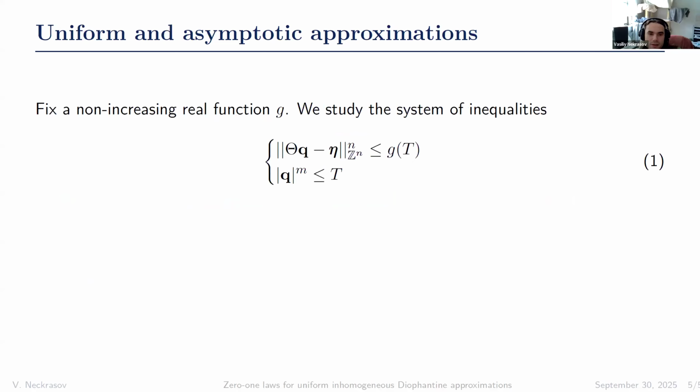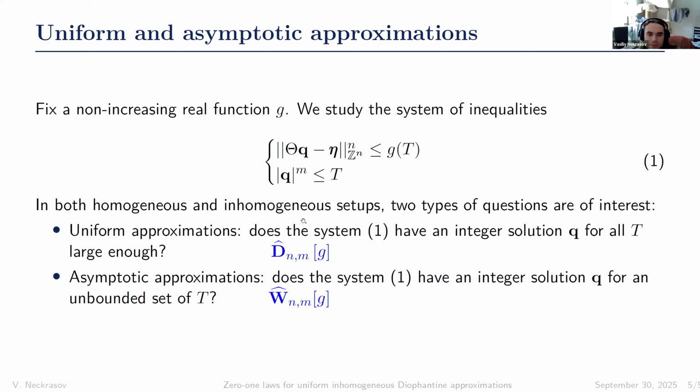More precisely, inhomogeneous Diophantine approximation studies this system of inequalities, at least in the easiest setup with the classical norms. We have some restriction for the norm of this vector q, and under these restrictions we want to compare the distance to the nearest integer of this affine form with some fixed function g of the variable t. So t is just some parameter, and we care about solvability of this system in integer vectors.